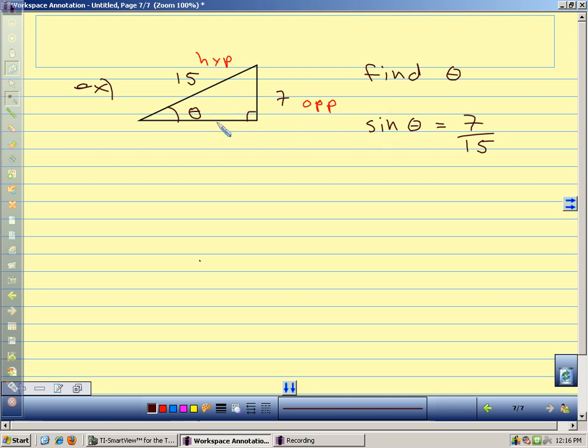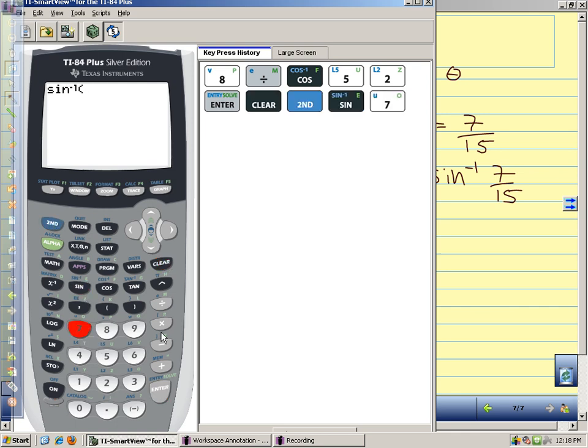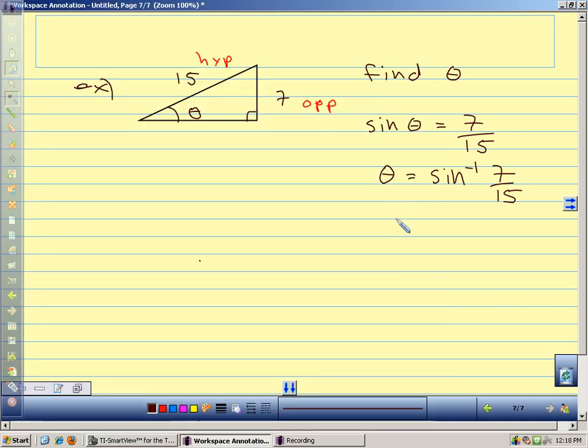I am looking for the angle, so I have to use the inverse. Theta equals the inverse sine of 7 over 15. Now I plug that in my calculator. Let me clear this out. So I'm going to do the inverse sine of 7 divided by 15. And I get 27.82. So theta is about 27.82 degrees. So when we're looking for an angle, we have to use inverse.